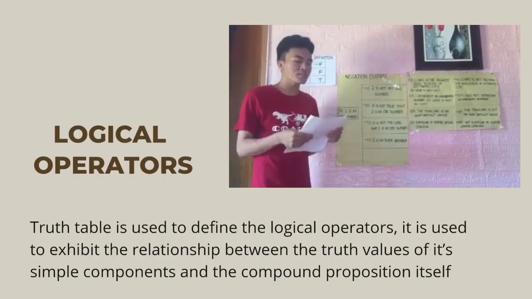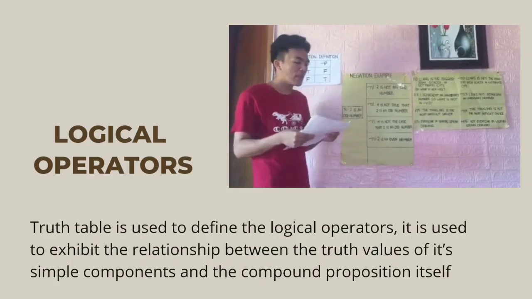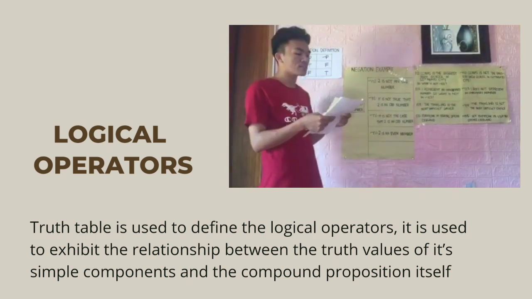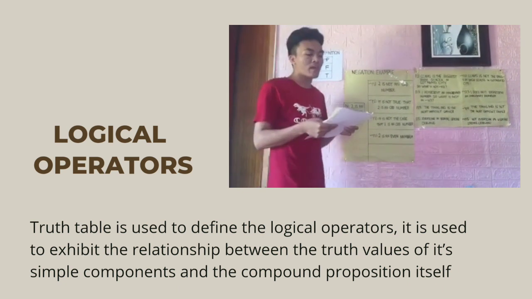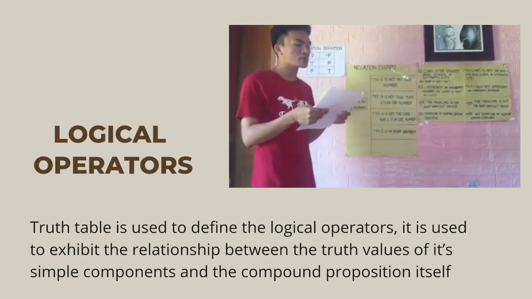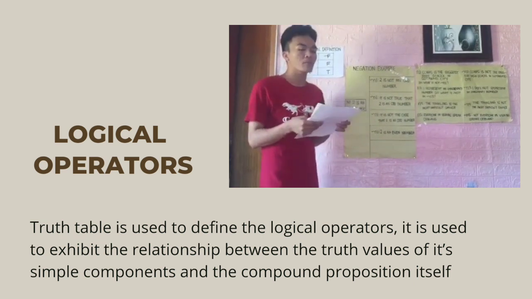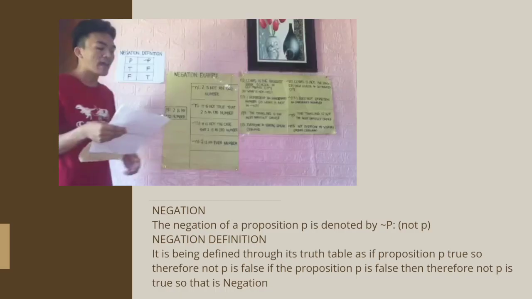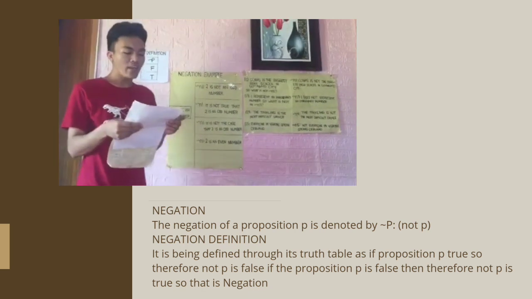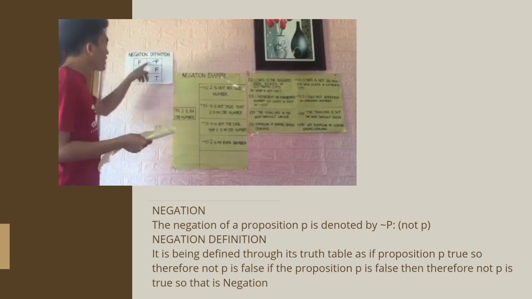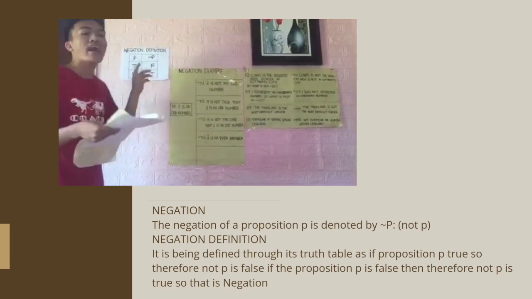So let's proceed to the logical operators. The truth table is used to define logical operators. It is used to exhibit the relationship between the truth values of its simple components and the compound proposition itself. Negation. The negation of a proposition P is denoted by not P, or ¬P.